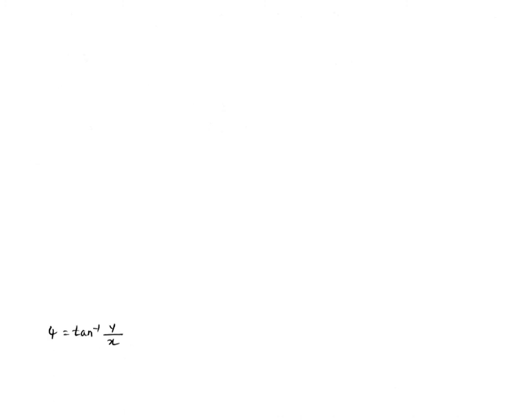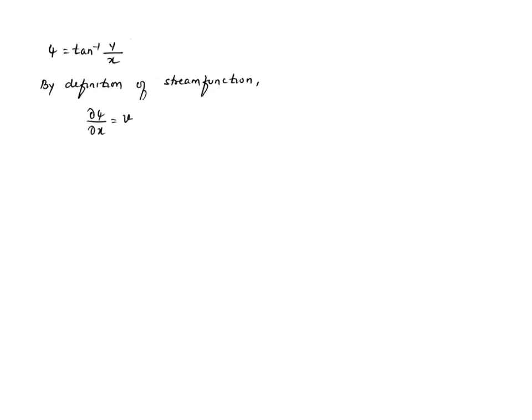Now to find out the components, we'll use the definition of stream function. We know that ∂ψ/∂x is v. So now you differentiate tan inverse of y by x with respect to x. That gives 1 by 1 plus y square by x square. Differentiation of 1 by x is minus 1 by x square. So that gives minus y by x square.